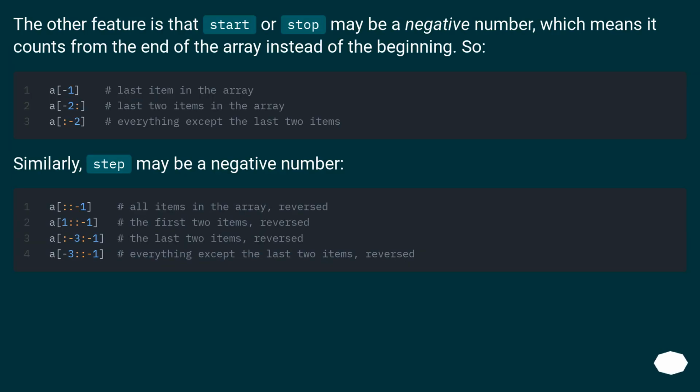The other feature is that start or stop may be a negative number, which means it counts from the end of the array instead of the beginning. So, similarly, step may be a negative number.